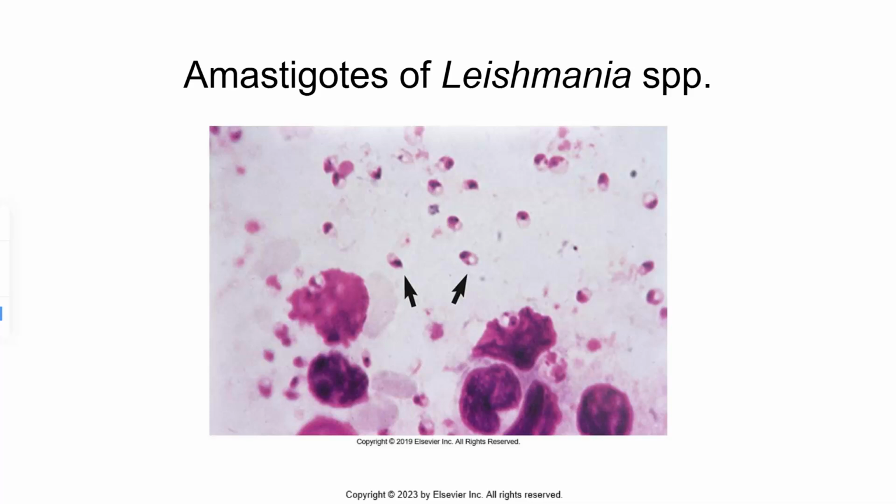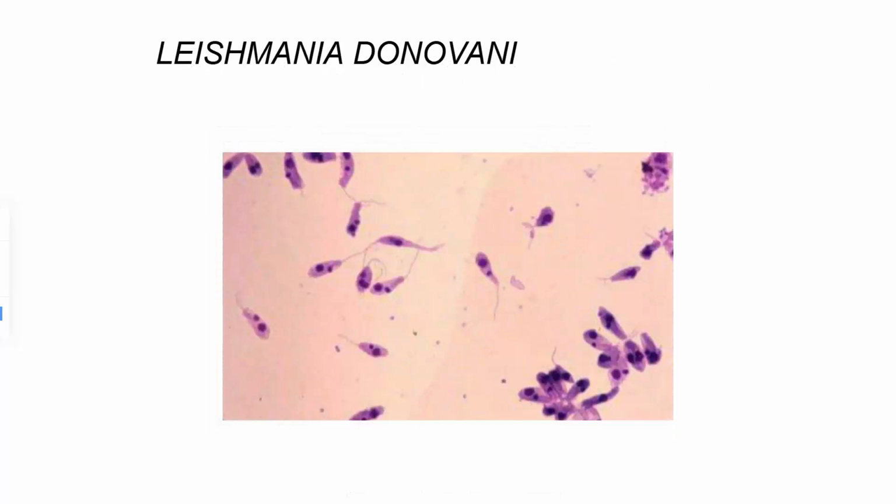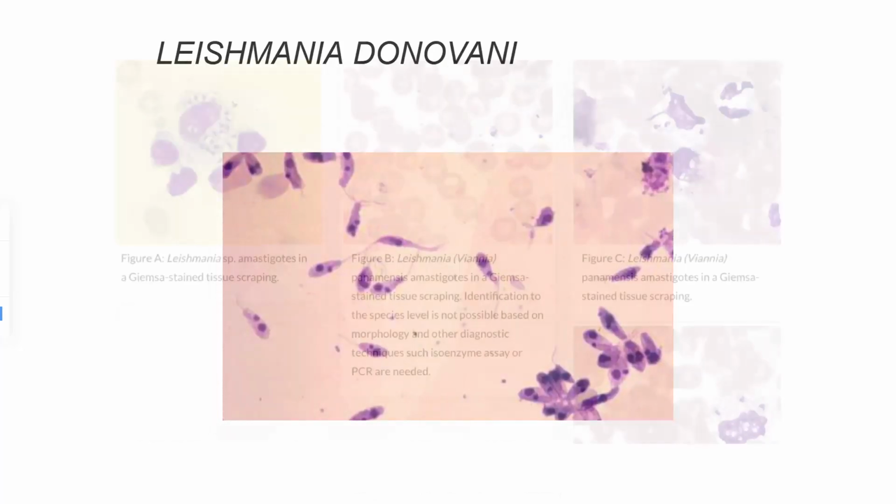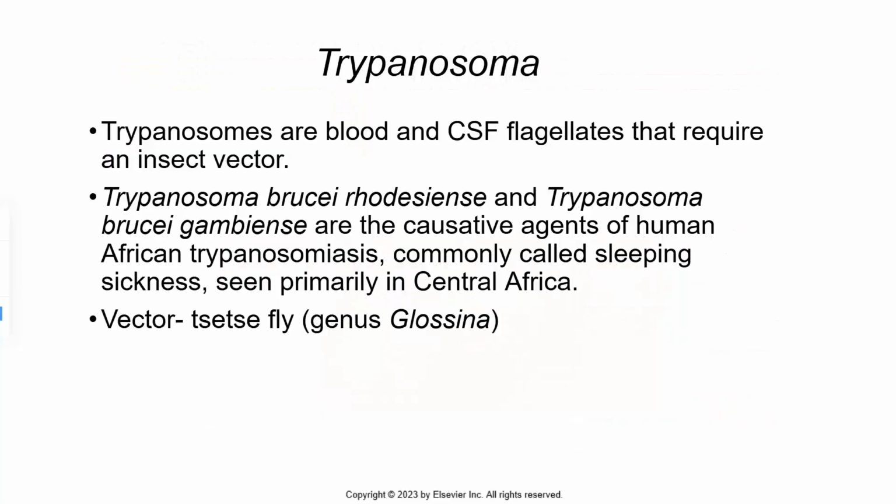And there are the amastigotes of Leishmania species. Here's Leishmania donovani. And a few more pictures that you can review.